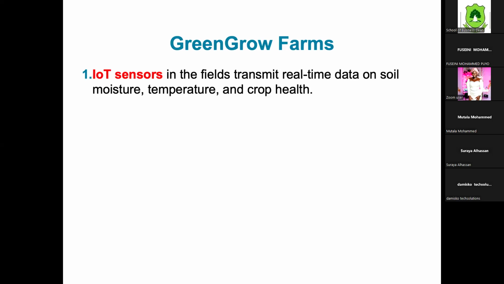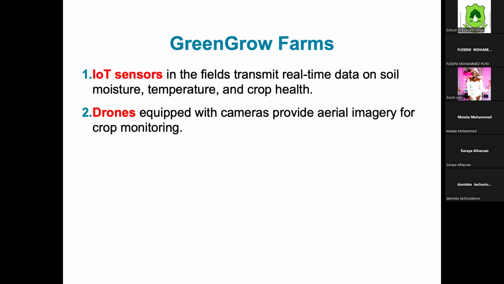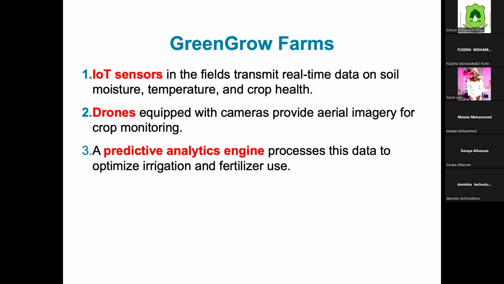So this kind of sensors in the farm, they transmit real-time data on soil moisture, temperature, and crop health. So they are monitoring. If they monitor the crop and the crop is about dying, they will say that this one hasn't got enough water, so there's going to be a drought or something. It will send an alert. Then there are also drones, which are equipped with cameras to provide aerial imagery for crop monitoring. Yes? What kind of farm is this?